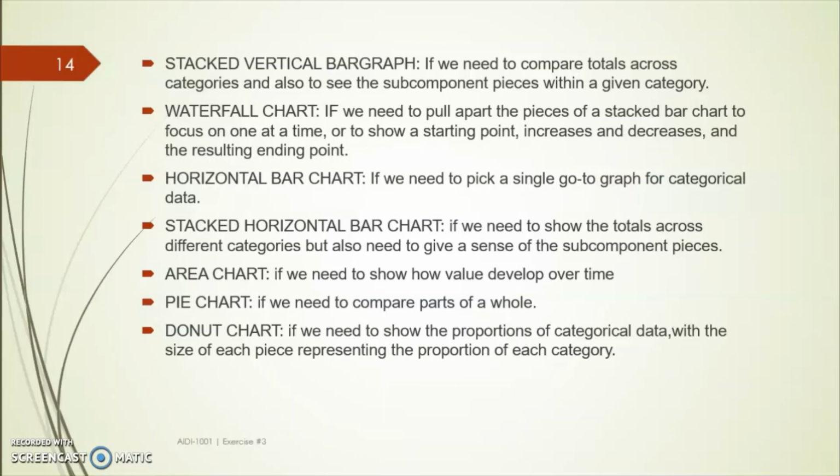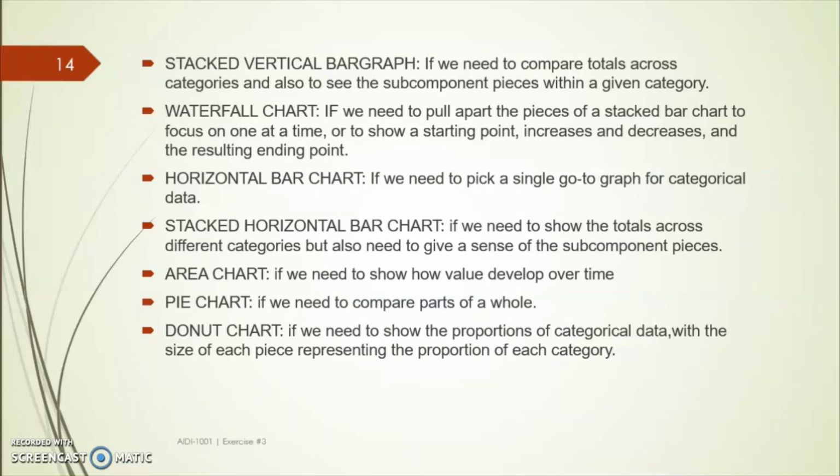The next one is a horizontal bar chart. It can be used if we need to pick a single go-to graph for categorical data. The next graph is a stacked horizontal bar chart. It can be used if we need to show the total across different categories but also need to give a sense of the sub-component pieces. The next one is an area chart. It can be used to show how value developed over time.